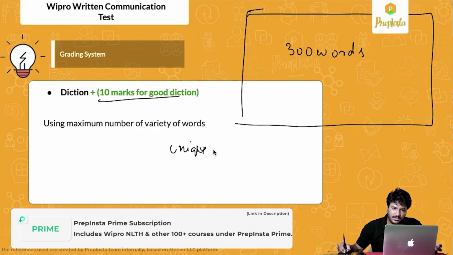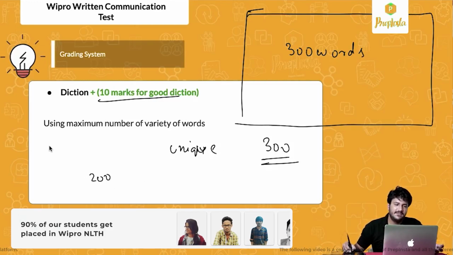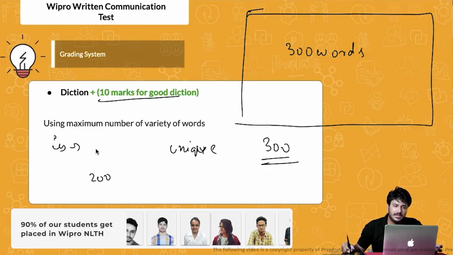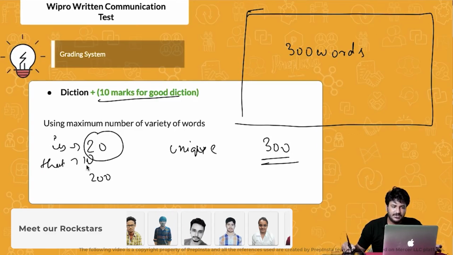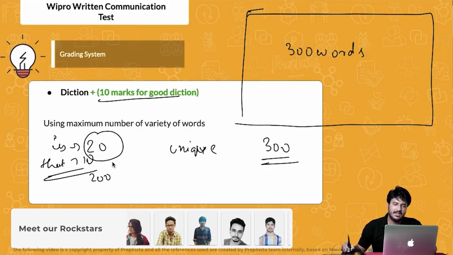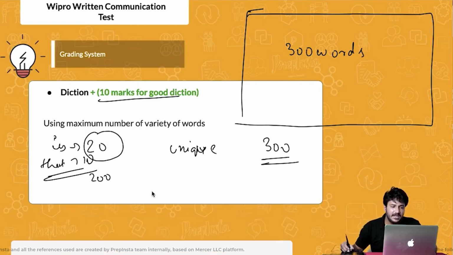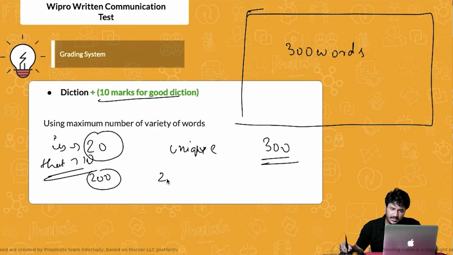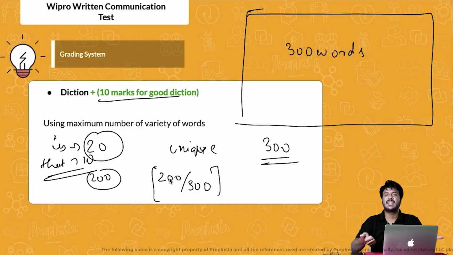Let's say you wrote 300 words, and out of those 300 words, approximately 200 words were unique. So let's say if you write "is" 20 times, right? And if you write "that" 10 times, right? So diction is basically counting such words that have been used again and again. Diction is basically the number of unique words, that is 200, divided by 300, that is the value of diction. In that case, your diction should be high. That is, you should use the maximum variety of words.